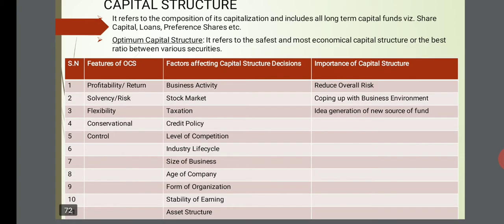Asset structure: what is the asset structure? What is the component of fixed assets? What is the component of current assets? What is the component of non-current assets? So these are all factors that affect capital structure decisions.